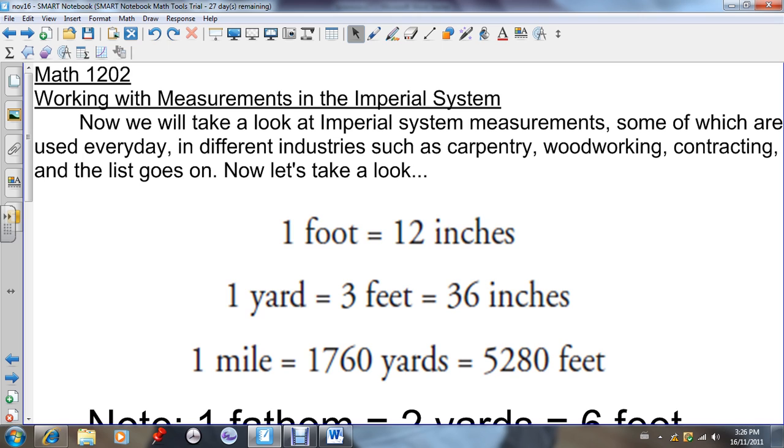All right, ladies and gents, here's what we've got on the go. This morning we're going to look at working with measurements in the imperial system, which means basically converting. You need your pens, paper, pencils, and brains. Scratch the books, you don't need them for this, but you'll need a calculator a little bit later on.